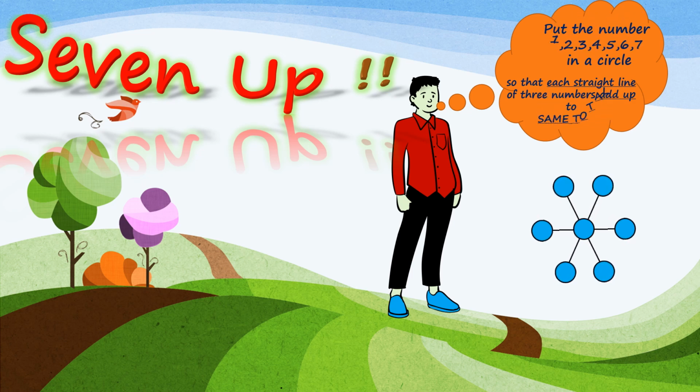Hi all. In this video, we're going to solve this interesting 7-up puzzle. What's that? Here we have the numbers 1 to 7 and we have 7 places. Now we have to put these numbers in such a way that the sum of the numbers in every straight line will be constant. So let's go ahead and see how we proceed further.